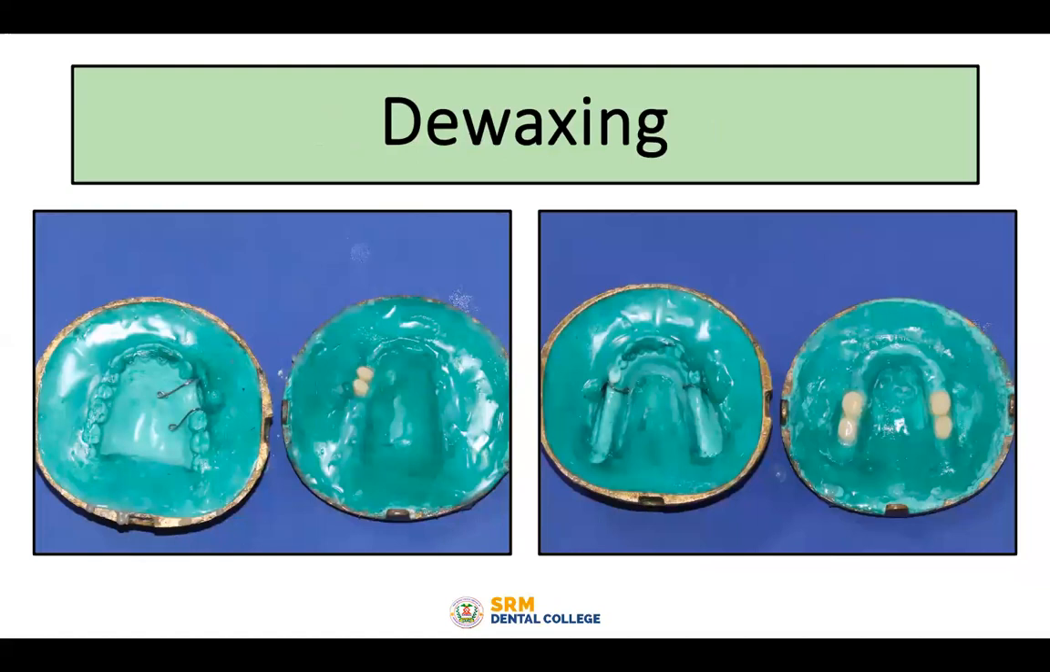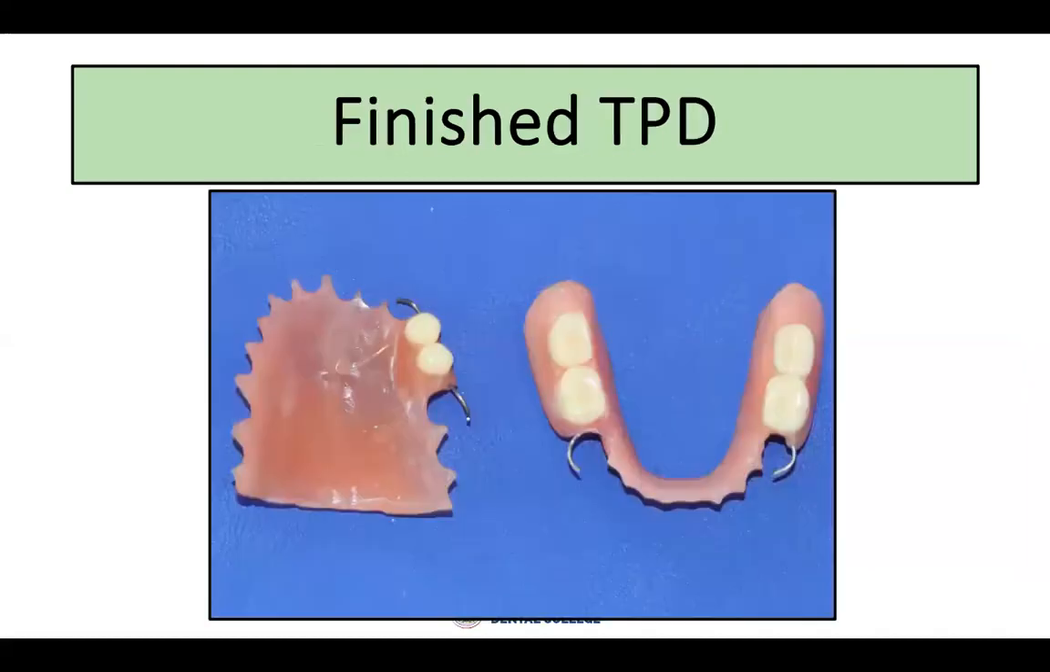De-waxing is done in a regular de-waxing bath. Scrub out all the wax that has attached to the mold areas as well as the cast. It is packed, processed, and cured. The denture is obtained by deflasking procedures. It is finished and polished according to the conventional protocol using different grades of sandpapers and trimmers.